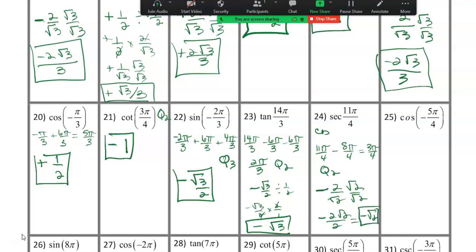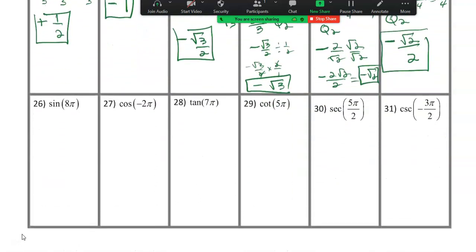Done. Next one, cosine of negative 5 pi over 4. Okay, that angle's too small, so negative 5 pi over 4 plus a positive 8 pi over 4 gives me 3 pi over 4. Okay, 3 pi over 4, what quadrant is that going to be in? That looks like quadrant 2, and in quadrant 2, cosine is negative, and my favorite angle is the reference number, pi over 4, and I get root 2 over 2, and it's negative.